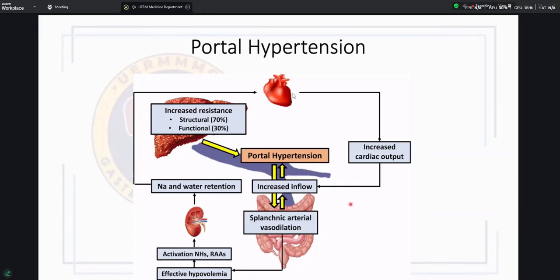Then you also have vasodilation within the splanchnic vascular bed, and this is due to excess nitric oxide and other vasodilators. This leads to increased blood flow to the portal vein, adding more volume to an already high pressure system. And because of this dilation, there will be a decrease in the effective circulating volume, which would then trigger the renin-angiotensin-aldosterone system to retain salt and water, and this will increase the cardiac output and will cause more inflow into the portal system.